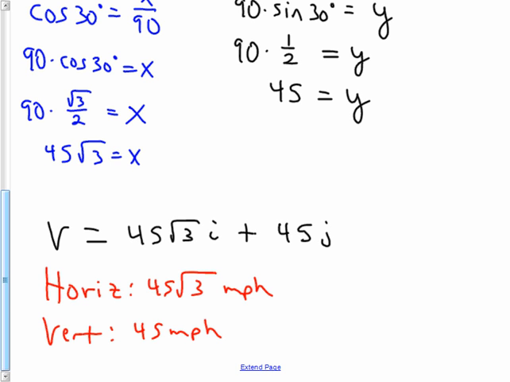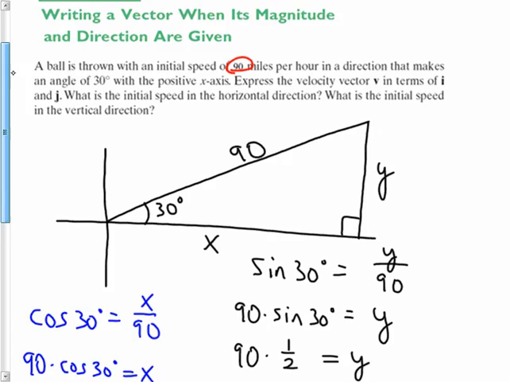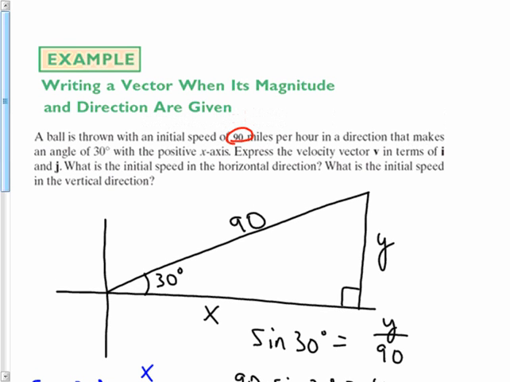So anytime they give you the magnitude and the direction, you can always write that vector in terms of its horizontal and vertical components. So you can write it in terms of a times i plus b times j. And we do that by just drawing our picture and using our right triangle trig. And that's the way I would proceed every single time.